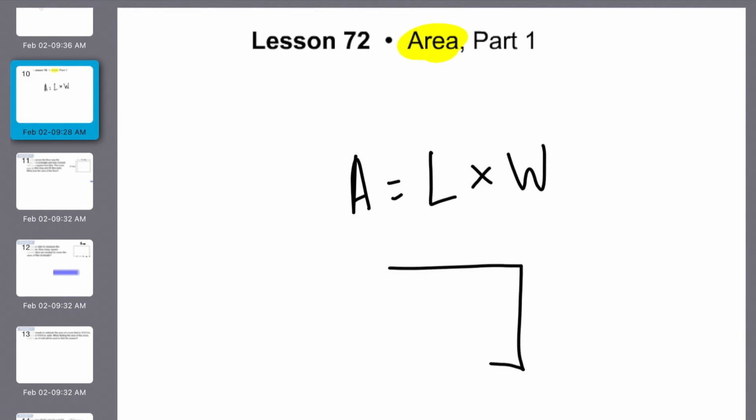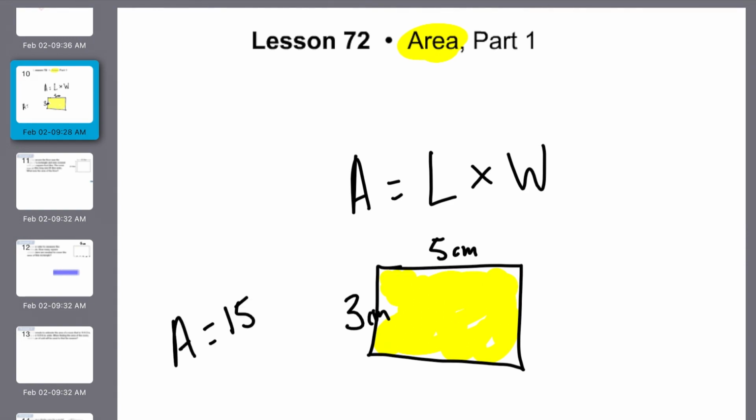If I have a rectangle, this space in here would illustrate the area. If one side was 3 centimeters and the other side was 5 centimeters, to find the area, or the yellow space, I would do 3 times 5, which is 15. So the area here is 15 centimeters. And when we're doing area, we do centimeters squared or square centimeters because it's 2 dimensions.